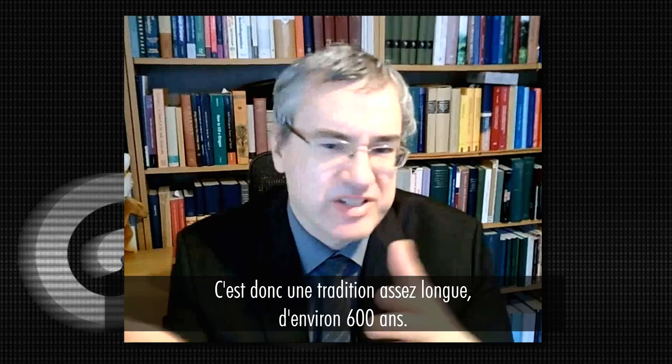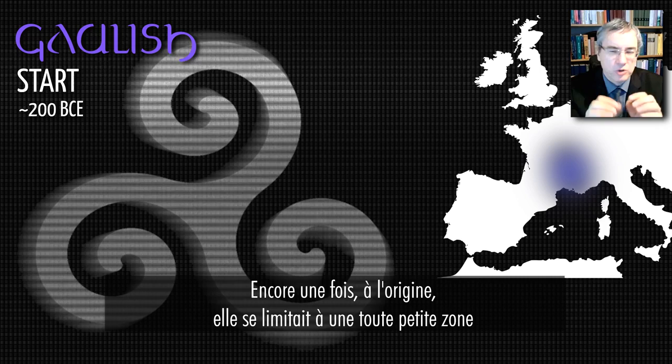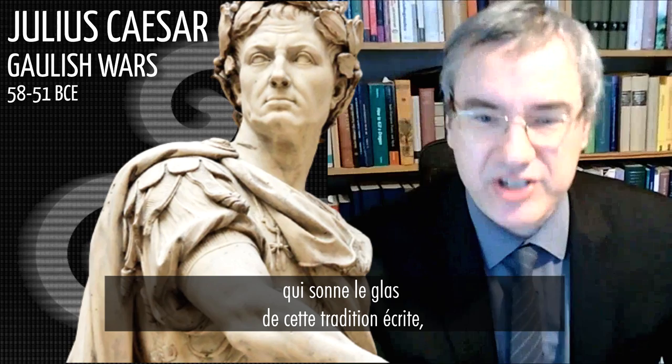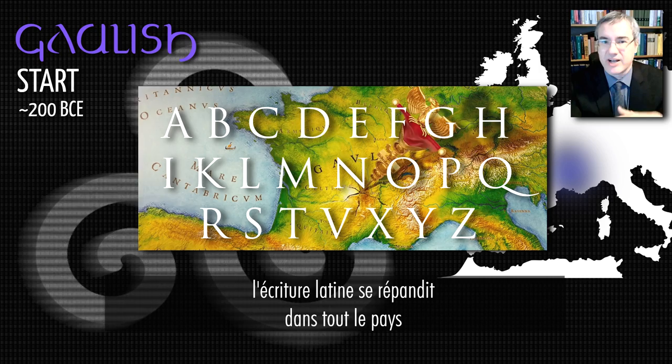The Gaulish tradition starts around the year 200, maybe at the latest part of the third century BC. And again, it's originally confined to a very, very small region around the mouth of the River Rhône in the south of France and stays there for about 200 years. And then something very major happens, the Gaulish Wars by Julius Caesar. He basically meant the death to that writing tradition in the south, which used exclusively the Greek alphabet. But with the establishment of the Roman Empire over the rest of Gaul, Latin script became spread across the entire country, and the Gauls took it up and used it for their own language.